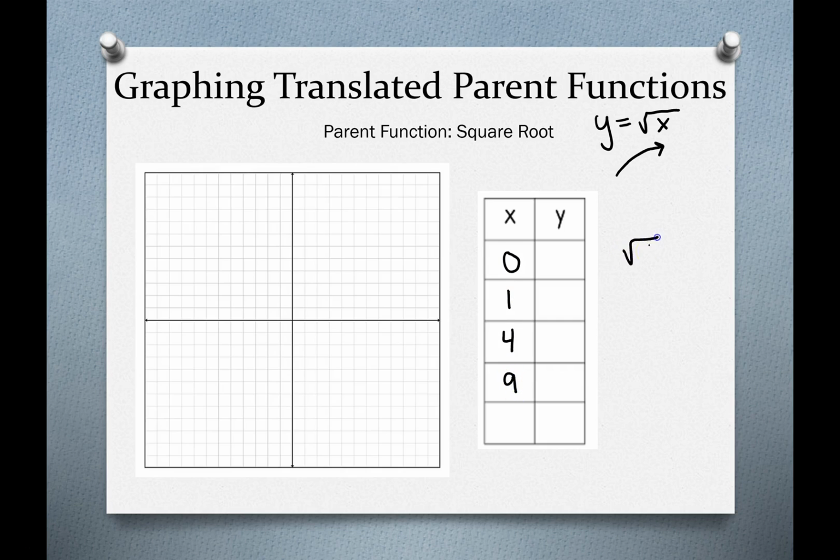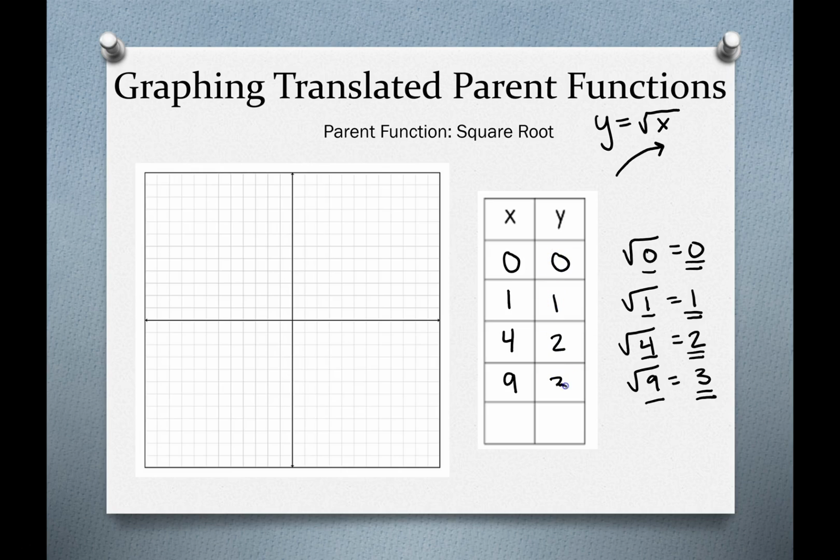Because the square root of 0 is equal to 0. Square root of 1 equals 1. Square root of 4 is 2. Square root of 9 is 3. If you're not sure why, it's because 3 times 3 is 9. 2 times 2 is 4. 1 times 1 is 1. 0 times 0 is 0. So I'm just going to have a 0, 1, 2, and a 3.